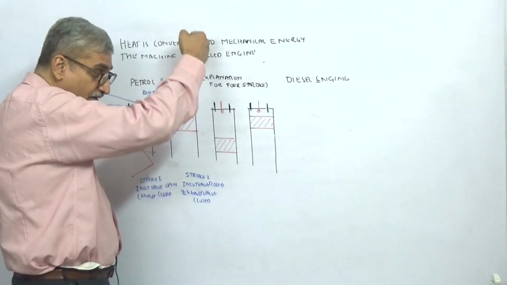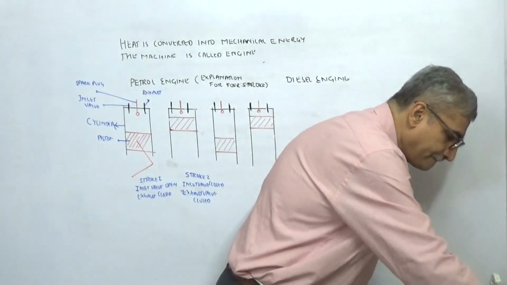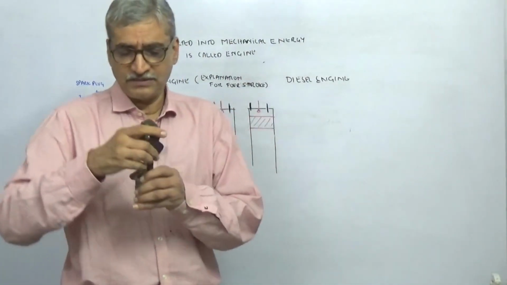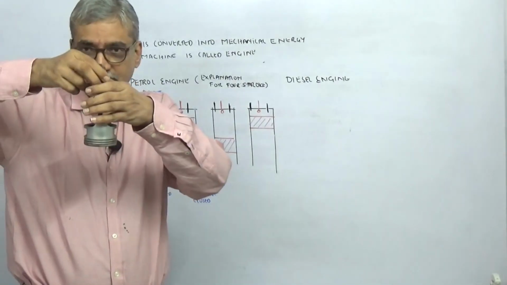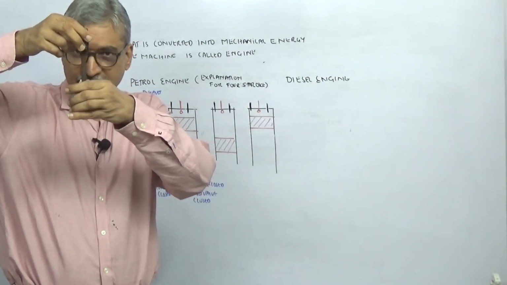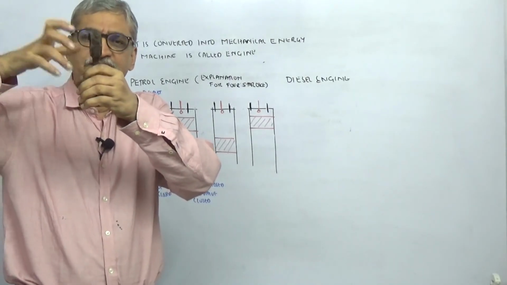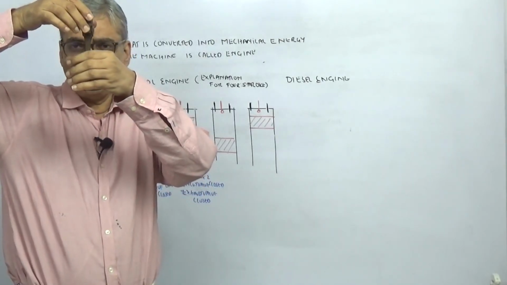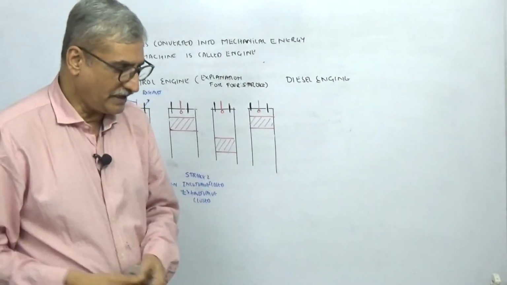The moment it catches fire, what is going to happen? Stroke 3, the piston is going to move. Try to understand. First, your piston went down, then the piston came up. When it came to this stage, the spark plug gave a spark. When the spark plug gave a spark, the piston moved down, third stroke.